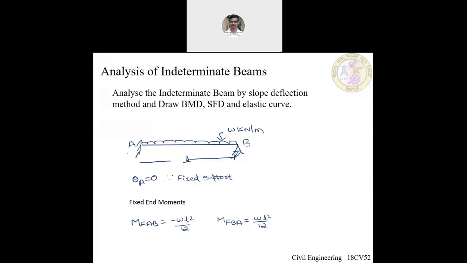And looking at the beam, we can say that the rotation at A is equal to 0 since it is fixed at joint A. All the rotations and translations are constrained, so we can directly say that theta A, the rotation at A, is equal to 0.